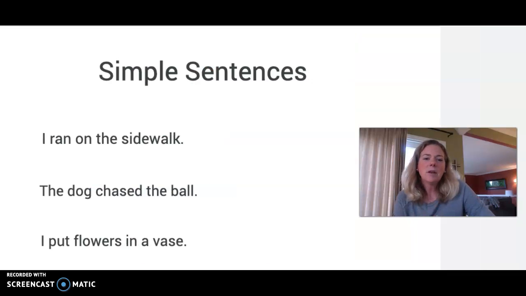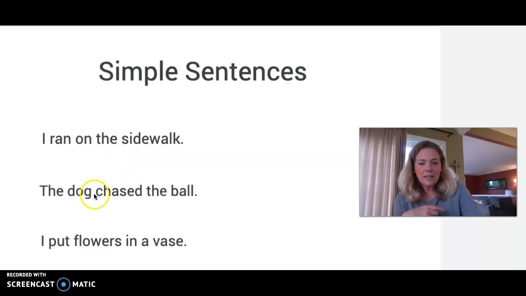We went ahead and took some of these nouns and put them into sentences to create simple sentences. And remember that a simple sentence is one that has a subject, that has your noun in it, and a predicate, which is where your verb is. I ran on the sidewalk. I is a subject, ran is the predicate, and then we have sidewalk as another noun.